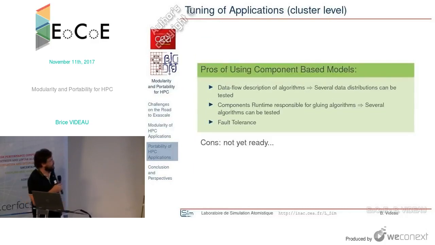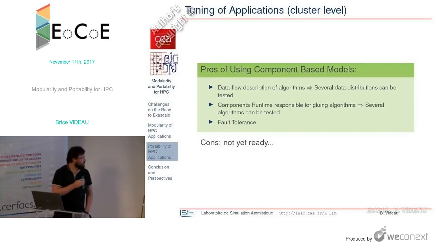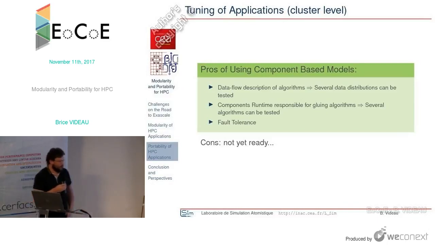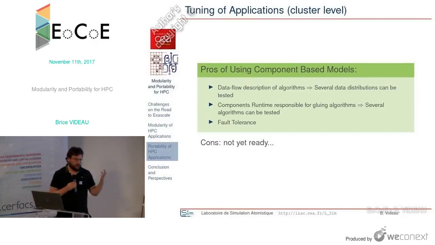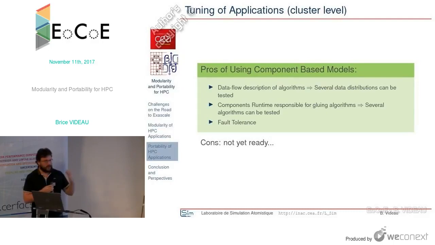And the last point, what are the pros of using component-based models for our application in terms of performance? It means that we can have a data flow description of our algorithm, and so we can transparently test different repartitions of data or different algorithms which take different data repartitions as input.